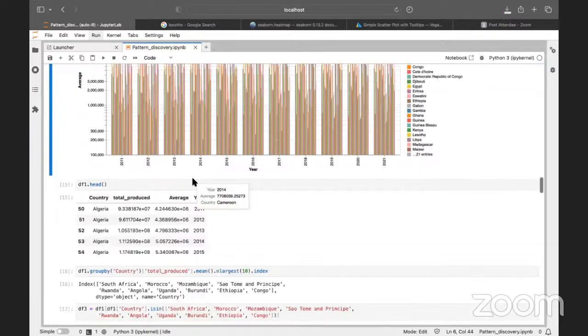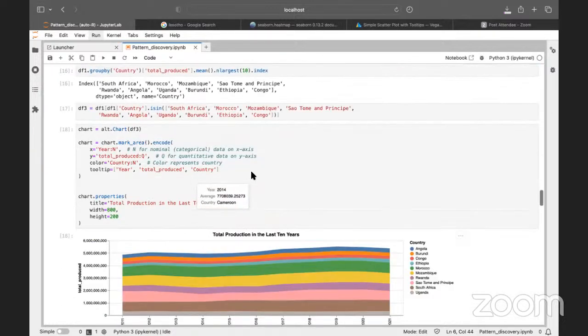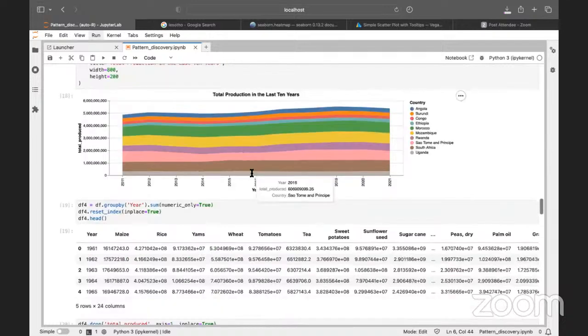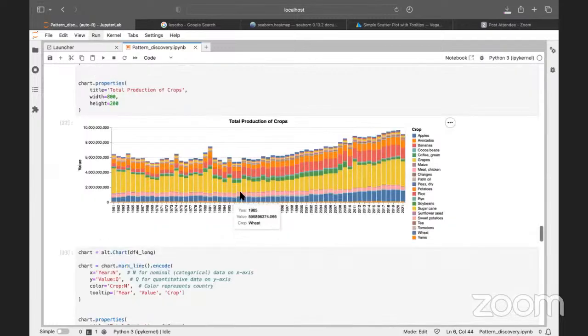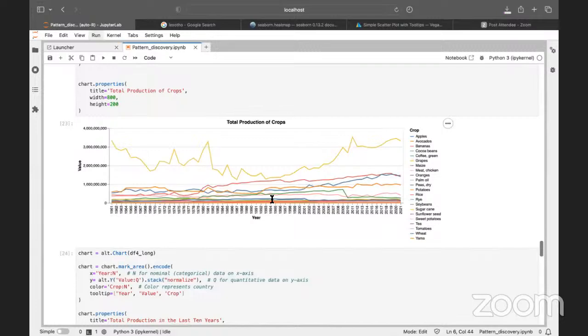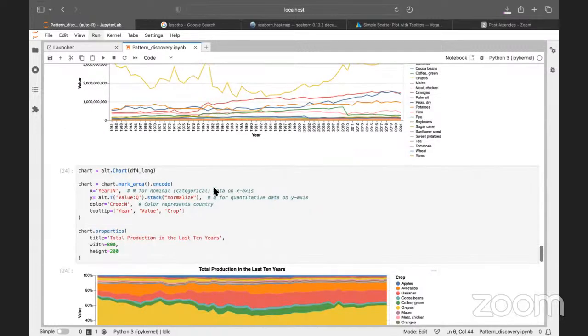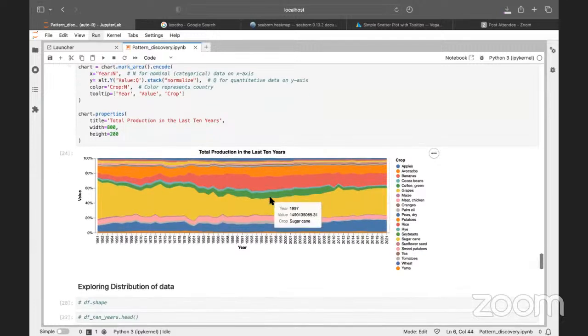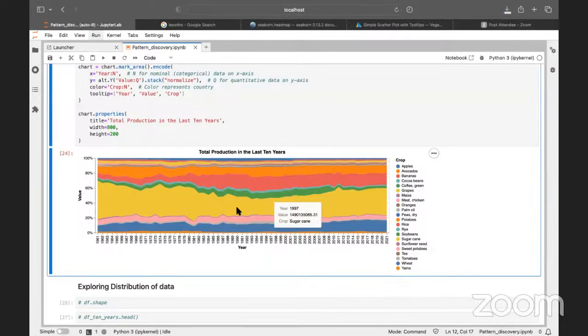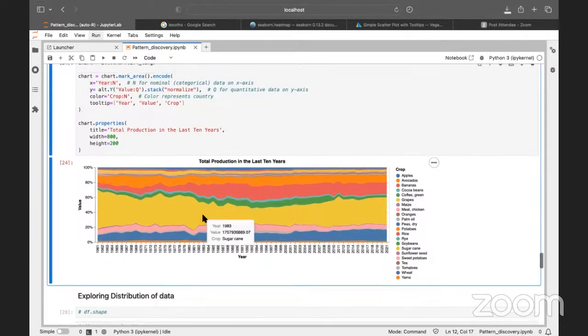And we looked at total production in the last 10 years. We looked at this using the stacked bar chart. We also used the line graph to look at it across all years. We used this as well, the stacked area chart. I'm just going to point out something about the stacked area chart. There are basically two kinds of area charts: the ones where the charts are overlaying, and then the stacked ones.